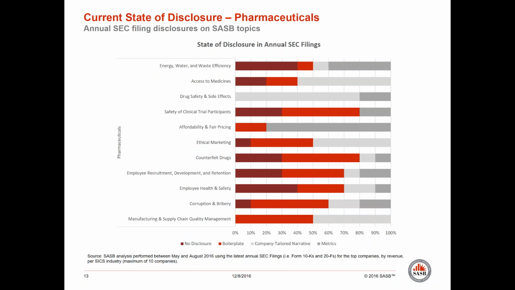This slide comes from the same analysis, but it's specific to pharmaceuticals. So we looked at the top 10 companies and how they were reporting on the disclosure topics that we identified for that issue. And again, it demonstrates the fact that most of the issues are already discussed in one way or another in the Form 10K. But of course, again, most of the issues are being discussed in a boilerplate fashion, which ultimately is not useful for investors.